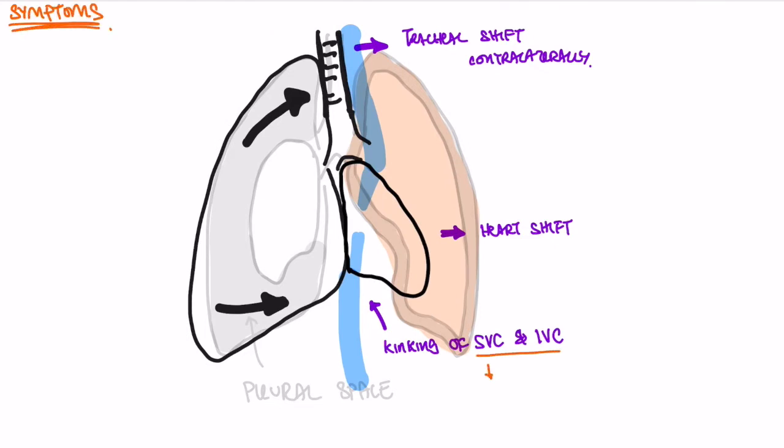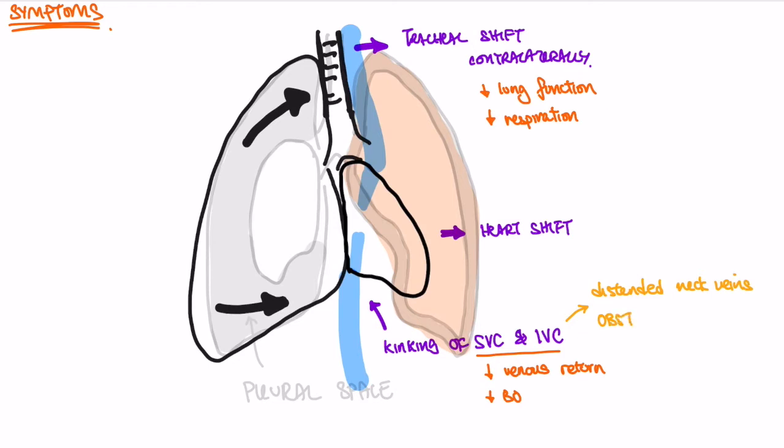So the affected vessels result in a decreased venous return and a low cardiac output. This will be translated as a person with low blood pressure. The tracheal shift would end up with the patient having a decreased lung function and will cause impaired respiration. The kinking of the vessels will also cause distended neck veins that can be seen on physical examination. Sometimes the patient can also end up in obstructive shock. The biggest thing is that the affected lung has no air entry and it's not functioning, so there won't be any breath sounds. These are very indicative of a pneumothorax.